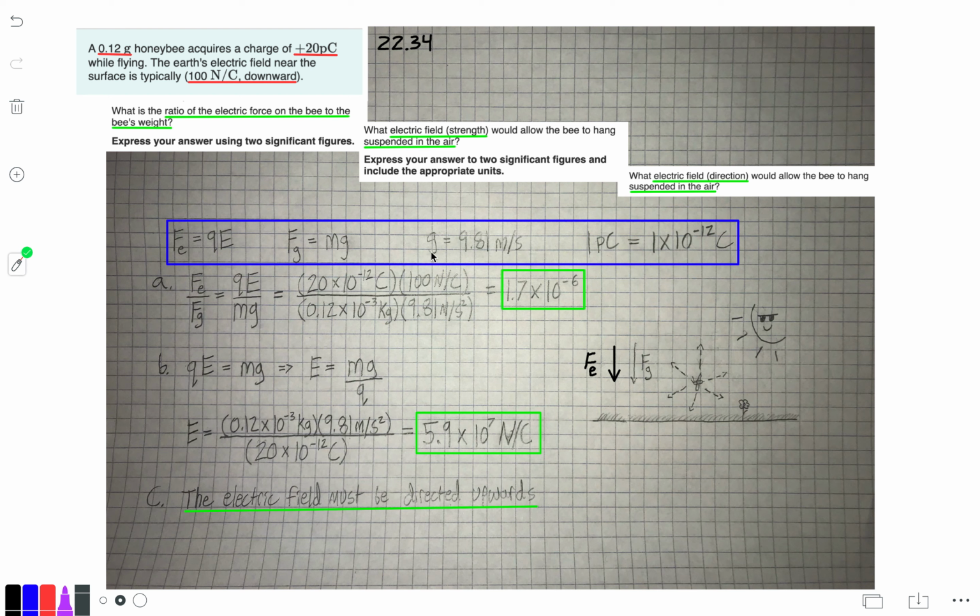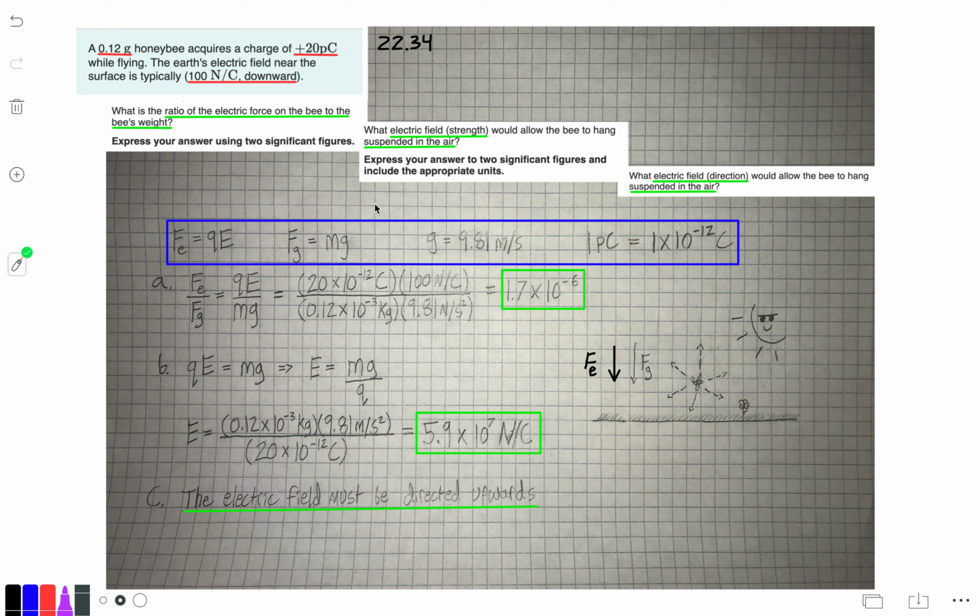So for this problem, there's a few things that we want to note before we get started. As you can see, I've underlined some of the givens that I believe are important to solving this problem. We have the weight of the honeybee, we have the charge of the bee, and then we also have the electric field near the Earth's surface.